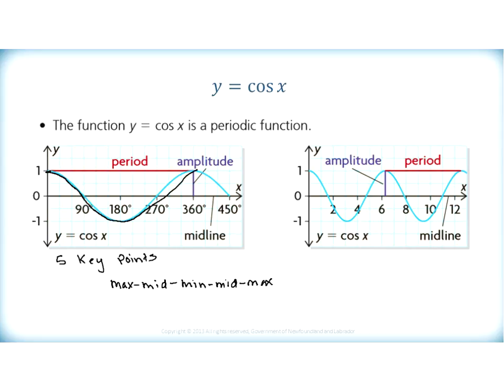Of course, the period is still the same. How it goes from the maximum back to the maximum. So here we start at the maximum at 0, and it goes back here. So we're looking at the domain. It's 360 degrees for this case. Same goes for this one. We have maximum to midline, minimum to midline to maximum. We can see the period is where it goes from maximum to maximum.